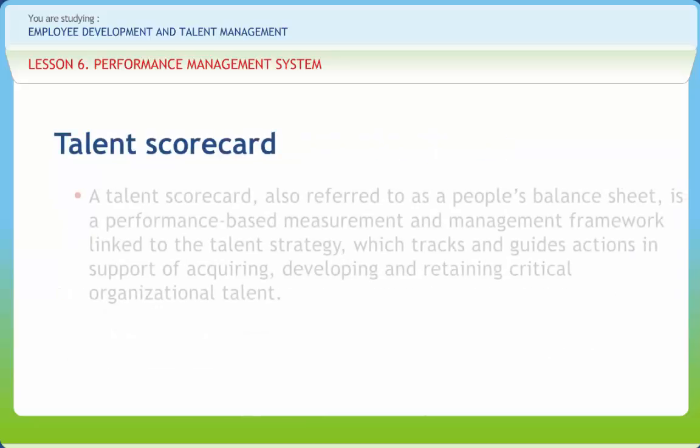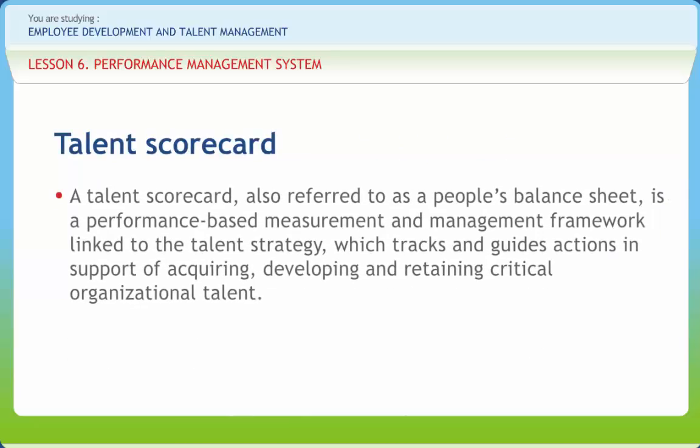A talent scorecard, also referred to as a people balance sheet, is a performance-based measurement and management framework linked to the talent strategy, which tracks and guides actions in support of acquiring, developing, and retaining critical organizational talent. Organizations that are recognized as high performers make talent management a strategic priority that is central to the corporate agenda.